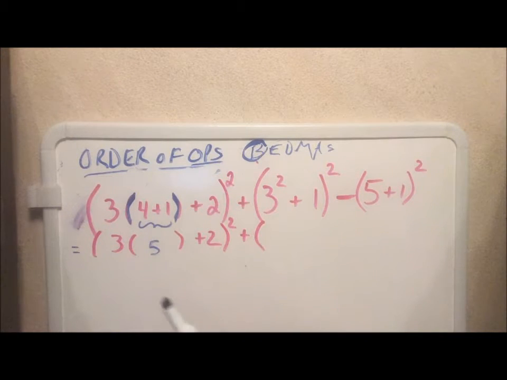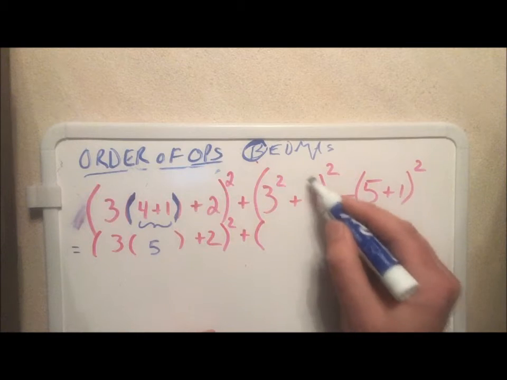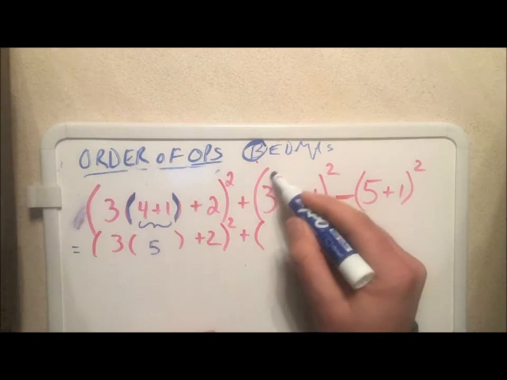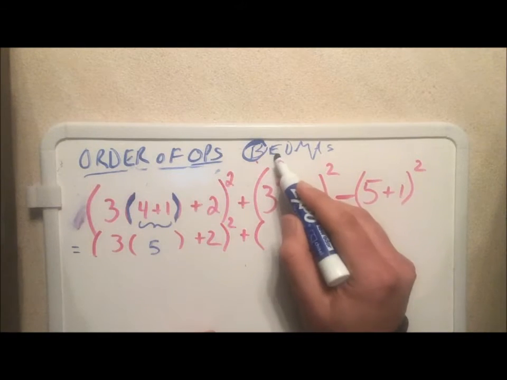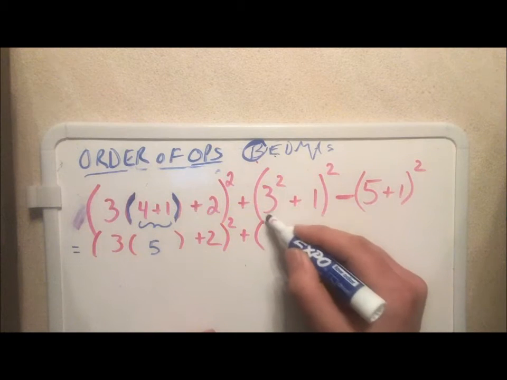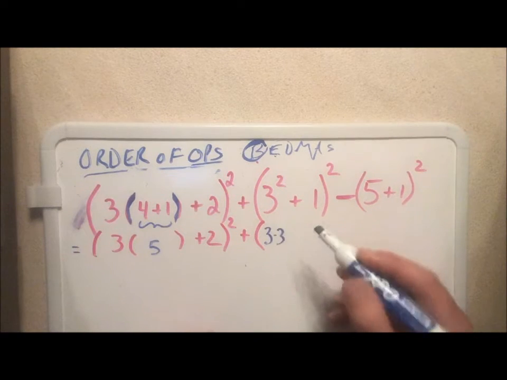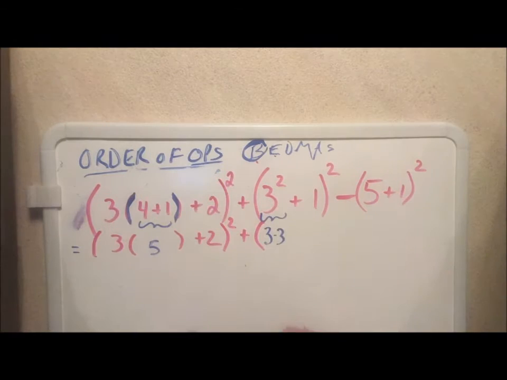Is there anything I can solve inside this set of brackets? Well, I know that there's an exponent and a plus sign. Well, exponents come before plus signs, so I know that I have to go 3 times 3 because that's my 3 squared.